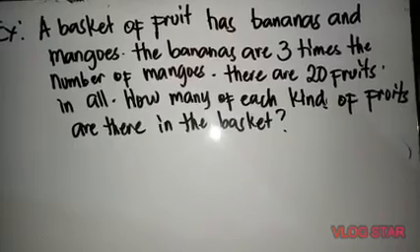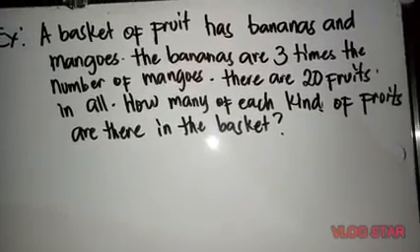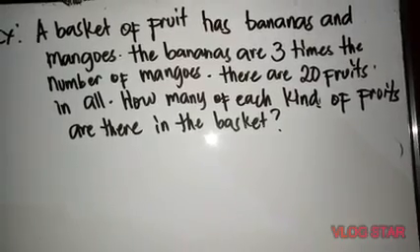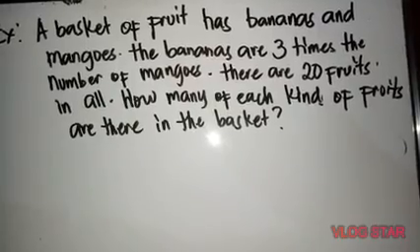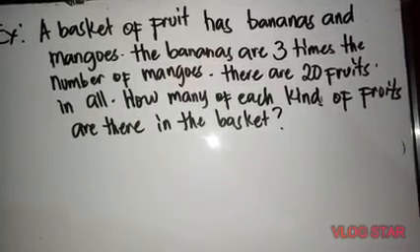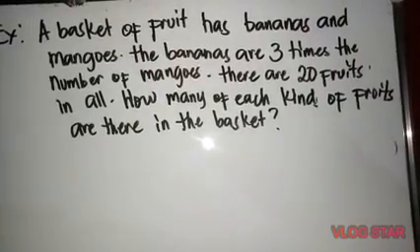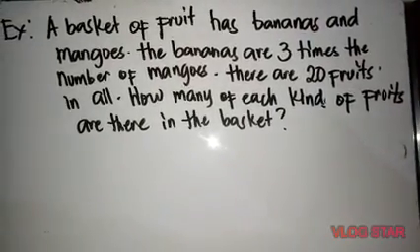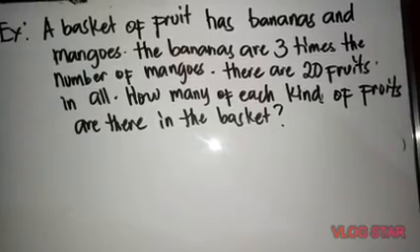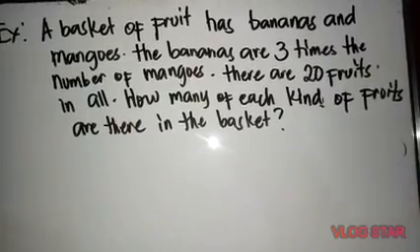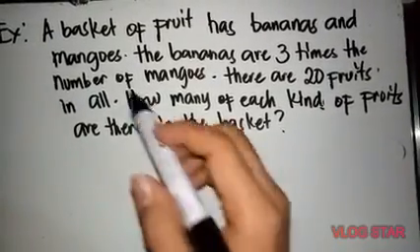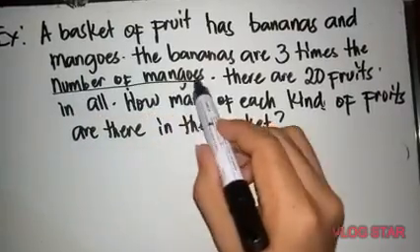A basket of fruit has bananas and mangoes. The bananas are 3 times the number of mangoes. There are 20 fruits in all. How many of each kind of fruit are there in the basket? So the first step that we're going to do is to represent the fruits in variables.